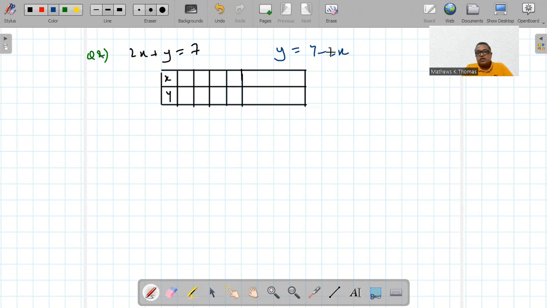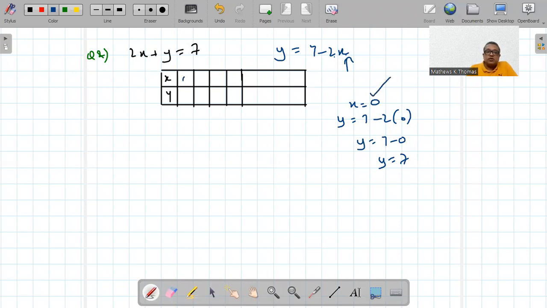So y is 7 minus 2x. What have we done? We have kept y there and we have shifted the 2x to the other side. So what we need to do now is substitute different values of x here. Suppose I am putting x as 0. If I put x as 0, what will happen? 2 into 0 will become 0 and y will become 7 minus 2 into 0. So y is 7 minus 0, the value of y will be 7. So I can say that when I am putting x as 0, the value of y is 7. This is my first solution.